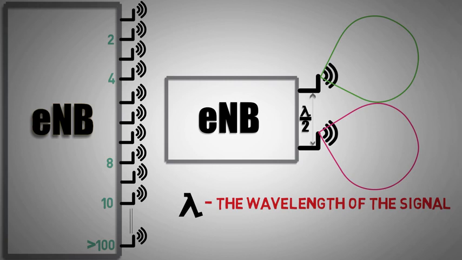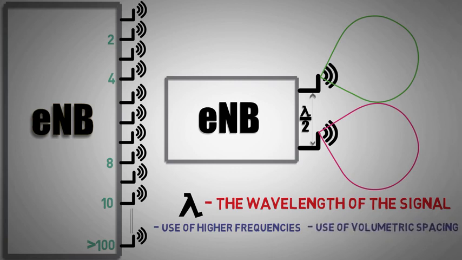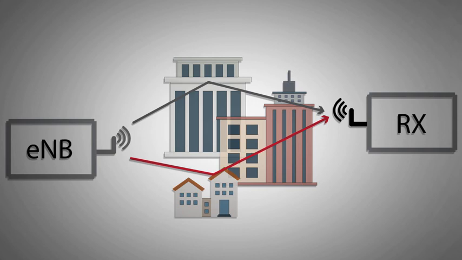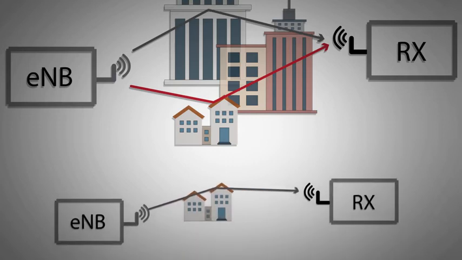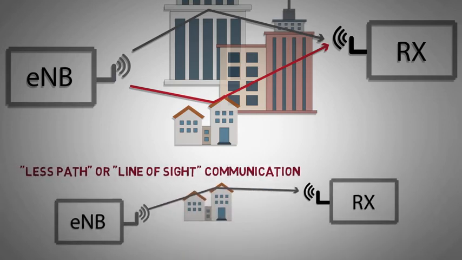And in order to achieve this, various approaches can be taken, such as use of higher frequencies, use of volumetric spacing, and use of spatial modulation. One of the key requirements for a large MIMO system is rich diversity of signal paths between the transmitter and receiver. This is normally present within a typical indoor and most urban environments. Other environments where there are fewer paths won't be able to provide the same benefits with a MIMO or large MIMO system.